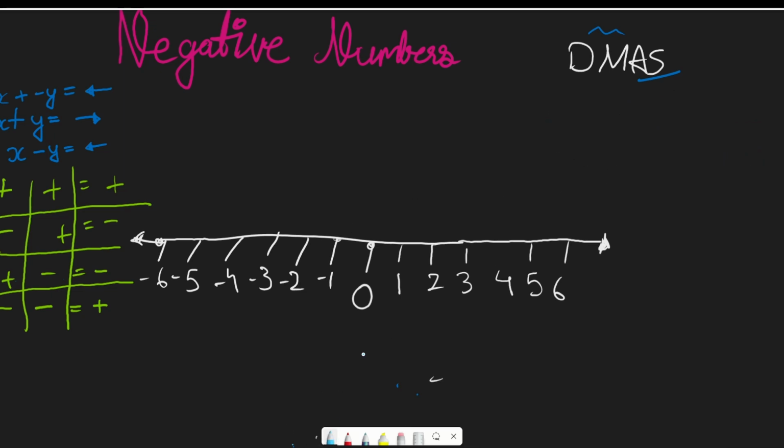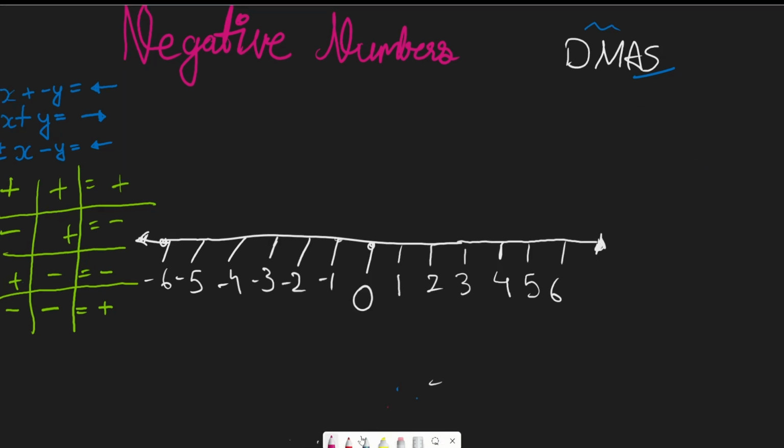We have minus 3 minus minus 4. Okay. So 2 minuses make a plus. You get minus 3 plus 4. So locate minus 3. Move 4 steps to the right. 1, 2, 3, 4. The answer is 1. Fairly easy. That is addition and subtraction of negative numbers.